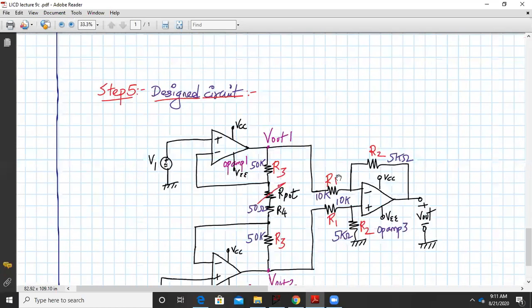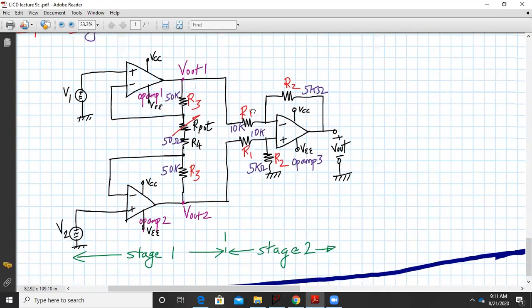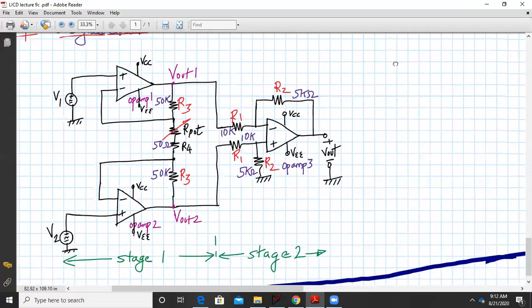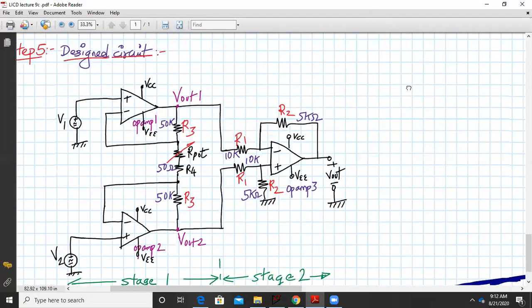So here is my designed 3 opamp instrumentation amplifier with the value of R3 as 50 kilo ohm, R1 as 10 kilo ohm, R2 as 5 kilo ohm, and my R4 will be a fixed value of 50 ohms, and my R pot will be a variable resistor of 100 kilo ohm. Okay, so we have completed our design.